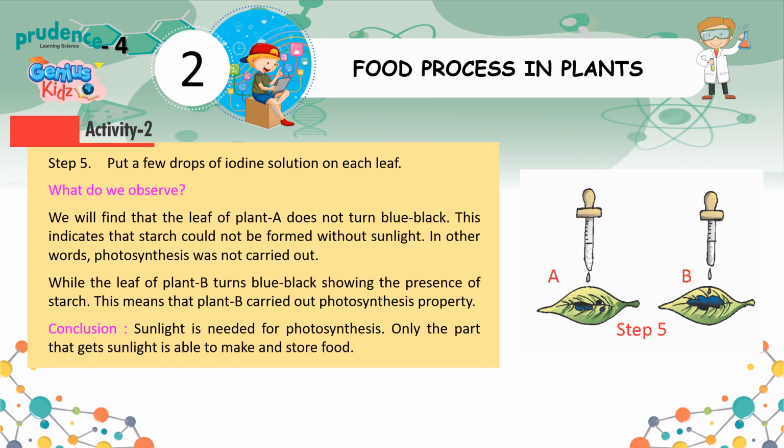What do we observe? We will find that the leaf of plant A does not turn blue-black. This indicates that starch could not be formed without sunlight. In other words, photosynthesis was not carried out. While the leaf of plant B turns blue-black, showing the presence of starch. This means that plant B carried out photosynthesis properly. Conclusion: sunlight is needed for photosynthesis. Only the part that gets sunlight is able to make and store food.